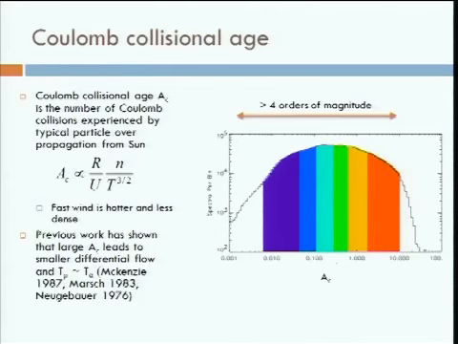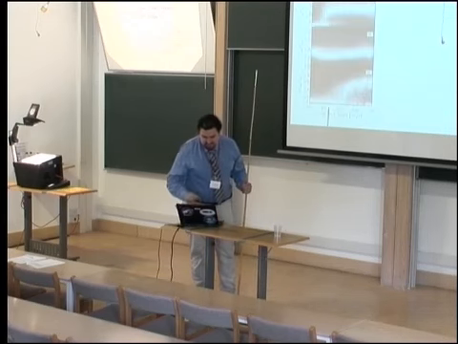Let me remind you, the fast solar wind gets to you quicker, so there's less time for there to be collisions. But it's also hotter and less dense. So you might expect that fast wind tends to have a very low collisional age. And in fact, previous work has shown that when you have large collisional age, you tend to have smaller differential flow and equal temperatures. Let me also point out, solar wind speeds vary by a factor of 3, while collisional age spans more than 4 orders of magnitude. So again, it's a nice parameter for us to study.